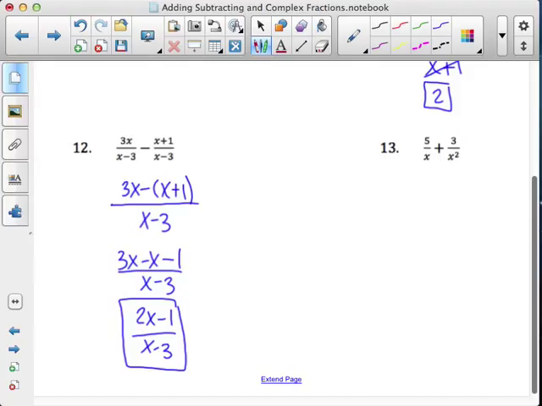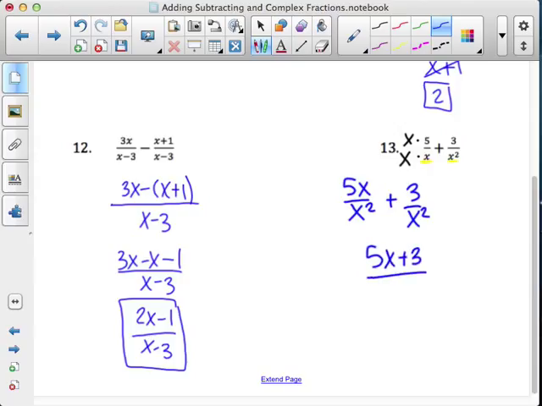Now here, I'm going to ask myself, I don't have a common denominator. So what do I need on this left side to make it the same as the right side? Well, I need another x. So I'm going to multiply by x in the numerator and the denominator. So this becomes 5x over x squared plus 3 over x squared. I knew I had to multiply by x because my least common multiple would be x squared. Now I'm just going to add across the numerator because I have my common denominator. So 5x plus 3 over x squared. I can't factor, there's nothing to cancel, so that's it.